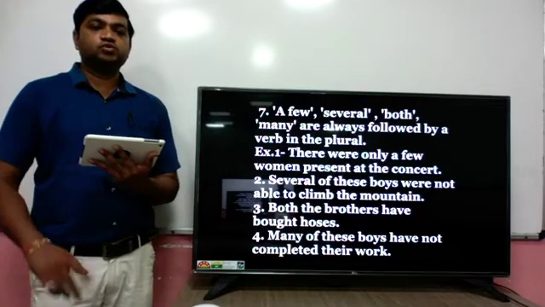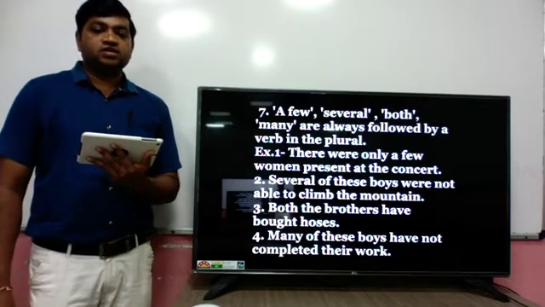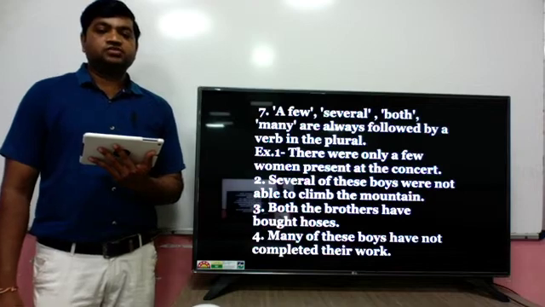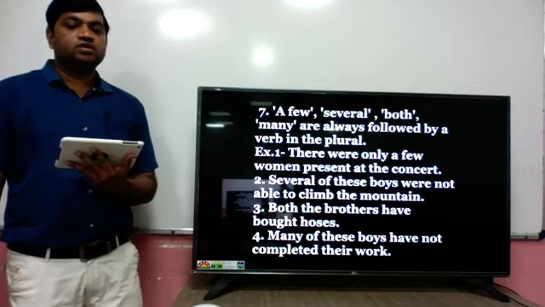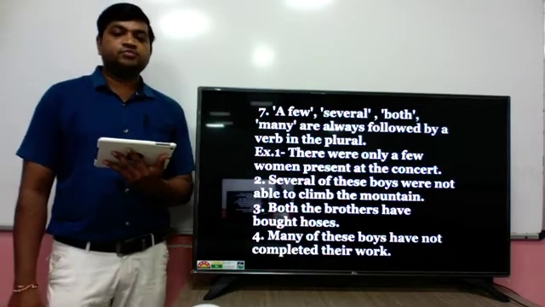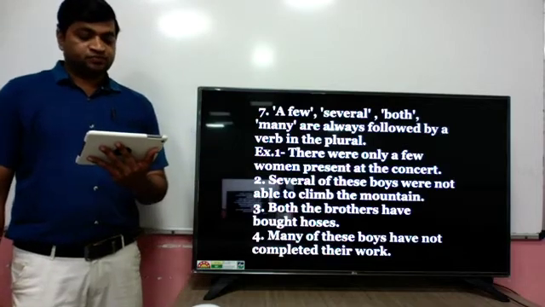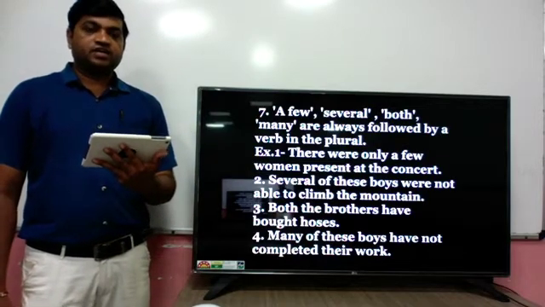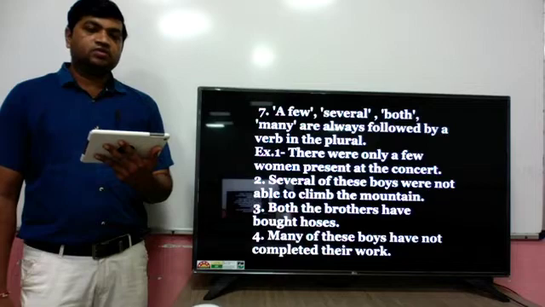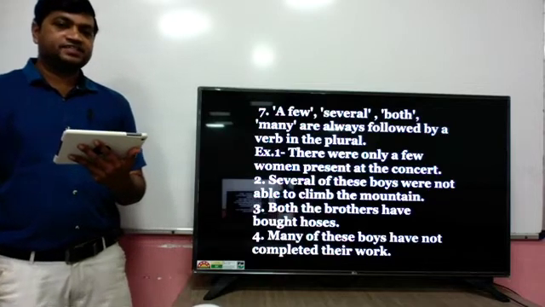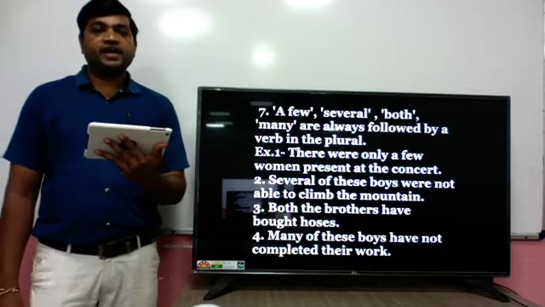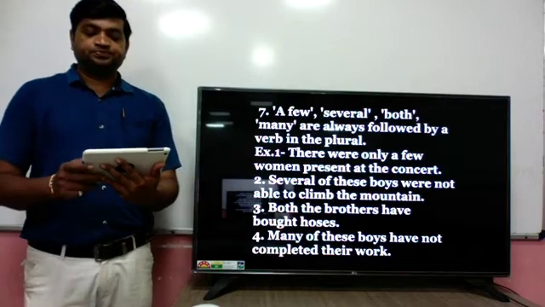Both brothers means two brothers, have bought houses. So here we use have for both brothers. Many of these boys have not completed their work. Here also the subject is in plural number, so the verb is plural. That's why we use have here as a plural verb.